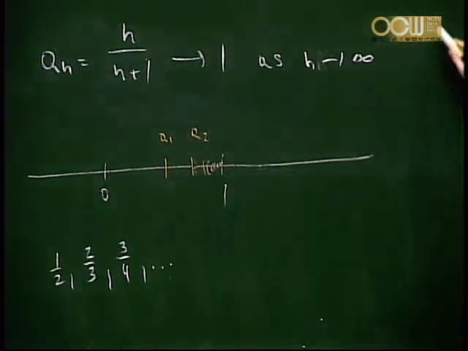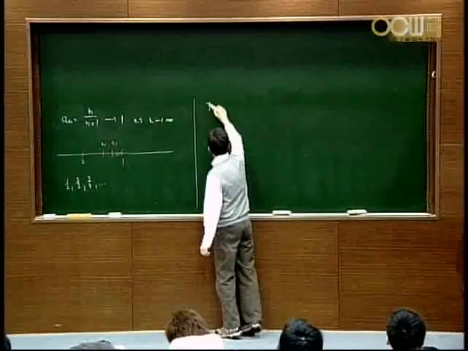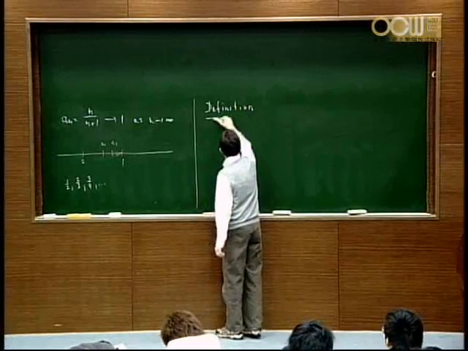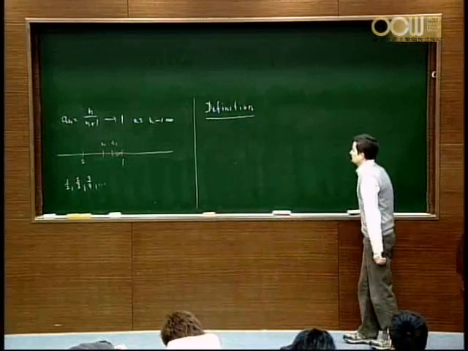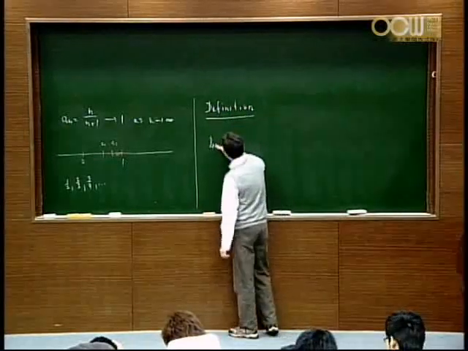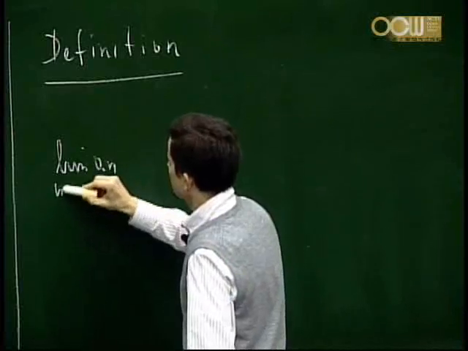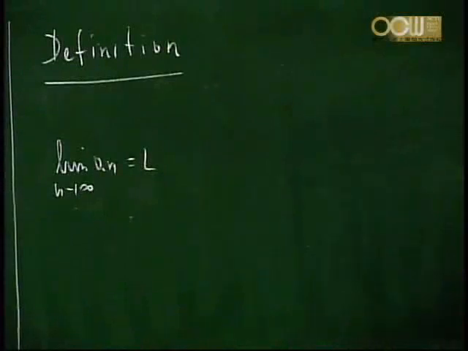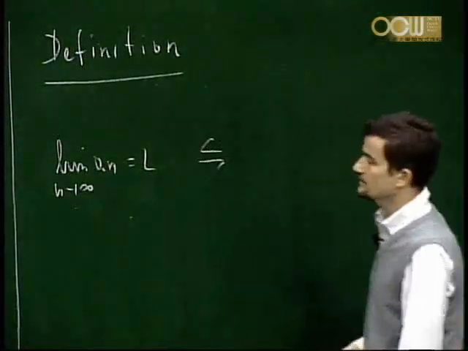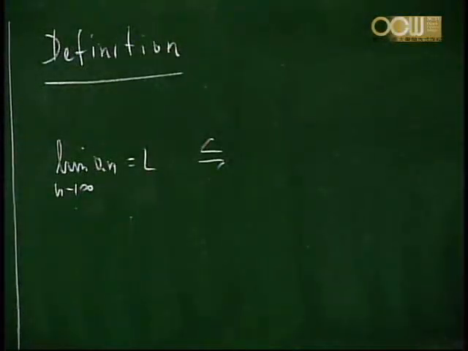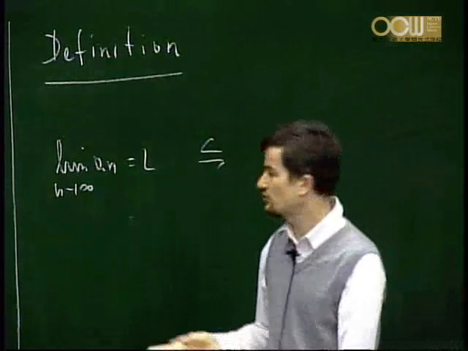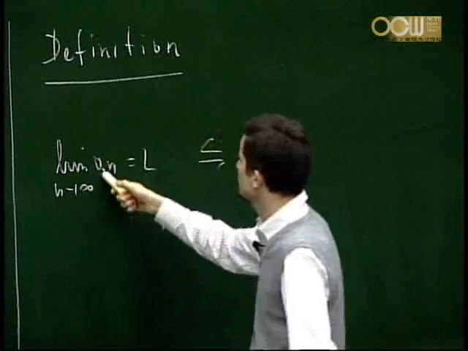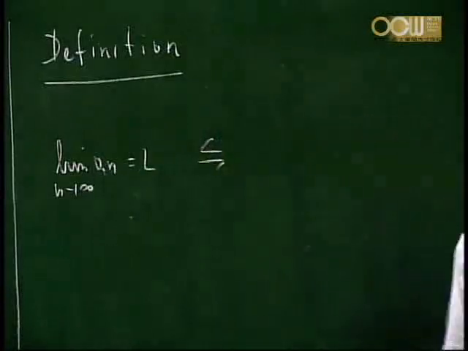But just to give the precise definition once more, we write that the limit of a_n as n tends to infinity is equal to L, and this means, in the precise definition we know, the epsilon-delta definition. Roughly speaking, it means that as n is getting larger and larger, a_n will be closer and closer to L.